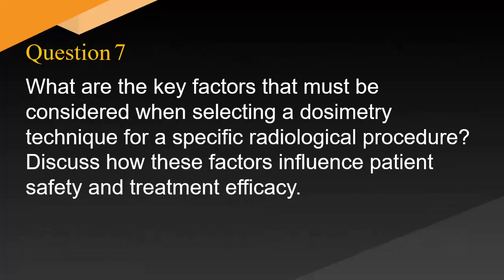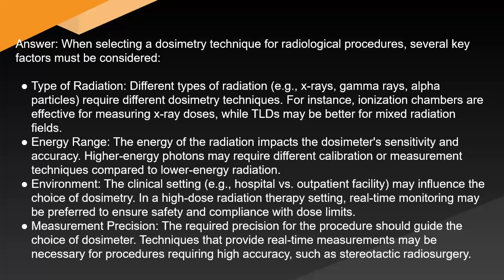What are the key factors that must be considered when selecting a dosimetry technique for a specific radiological procedure? Discuss how these factors influence patient safety and treatment efficacy. Answer: When selecting a dosimetry technique for radiological procedures, several key factors must be considered. Type of radiation. Different types of radiation, e.g., X-rays, gamma rays, alpha particles, require different dosimetry techniques. For instance, ionization chambers are effective for measuring X-ray doses, while TLDs may be better for mixed radiation fields. Energy range. The energy of the radiation impacts the dosimeter's sensitivity and accuracy. Higher energy photons may require different calibration or measurement techniques compared to lower energy radiation.